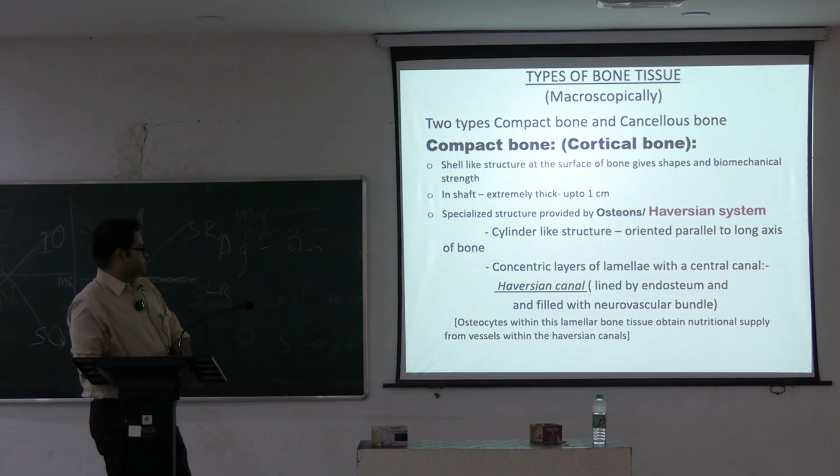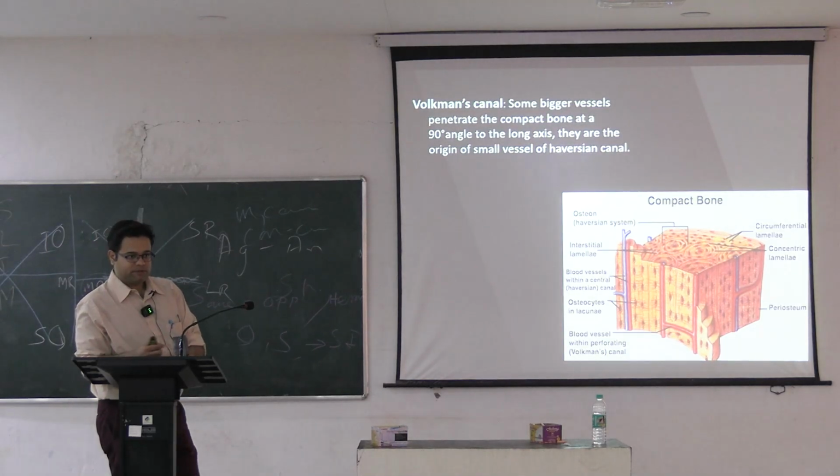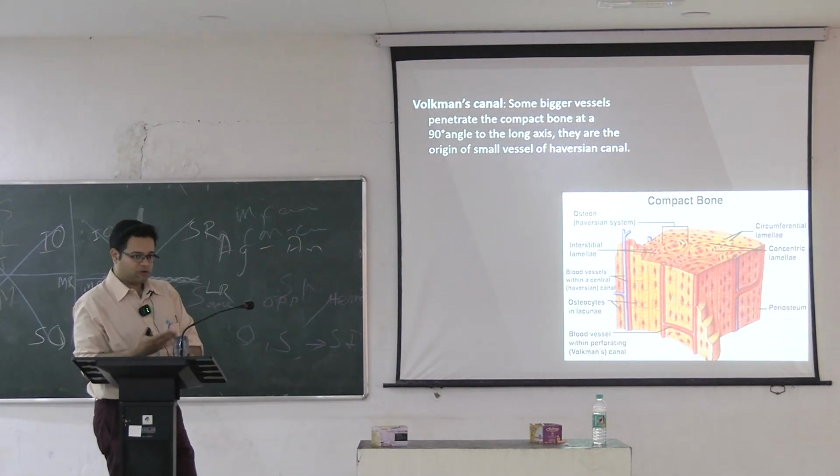It's a cylindrical structure with concentric layers of lamellae around a central canal, which is called the Haversian canal. The Haversian canal is lined by endosteum and is filled with a neurovascular bundle. The other part is a Volkmann's canal, which is perpendicular to the Haversian system. It penetrates the bone inside, so it is horizontal to the long axis of the bone.